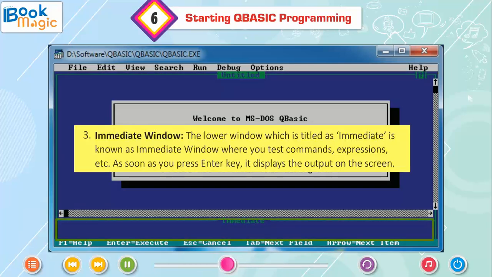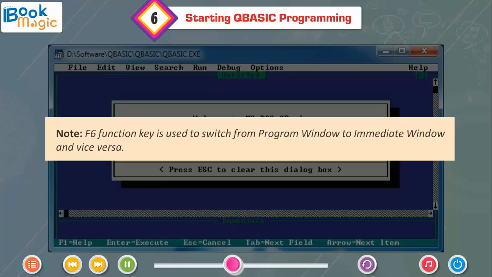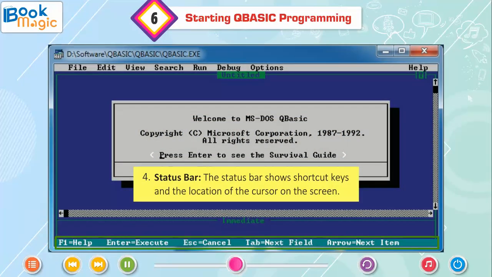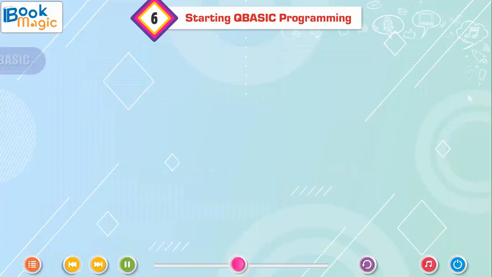3. Immediate window. The lower window, which is titled as Immediate, is known as Immediate window, where you test commands, expressions, etc. As soon as you press Enter key, it displays the output on the screen. Note, F6 function key is used to switch from program window to immediate window and vice versa. 4. Status bar. The status bar shows shortcut keys and the location of the cursor on the screen.